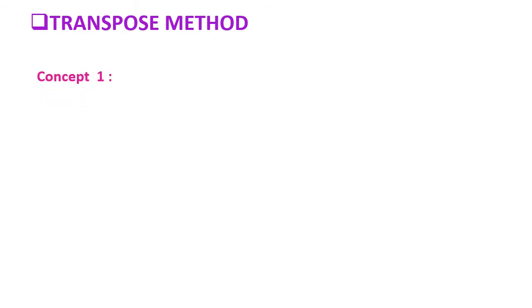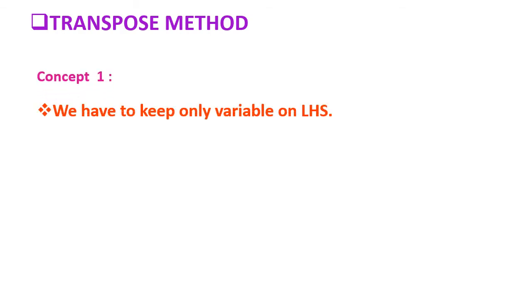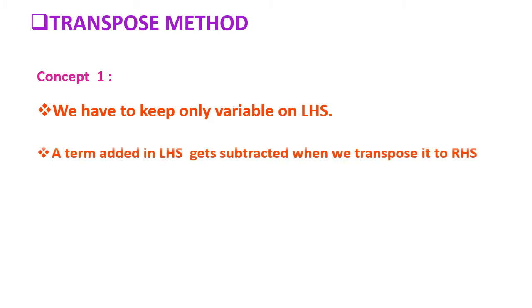Concept 1. We have to keep only variables on LHS. This is the first concept which is required in each and every equation to be solved. A term that is added in LHS gets subtracted when we transpose it to RHS. Addition in LHS when transposed becomes operation subtraction in RHS. Let me explain this with an example.